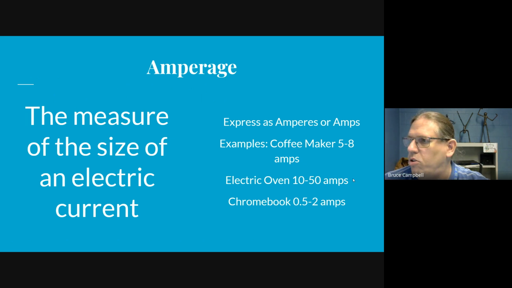The Chromebook that you're all using right now is between 0.5 and 2 amps, right? So your Chromebooks are not drawing very much electrical current.